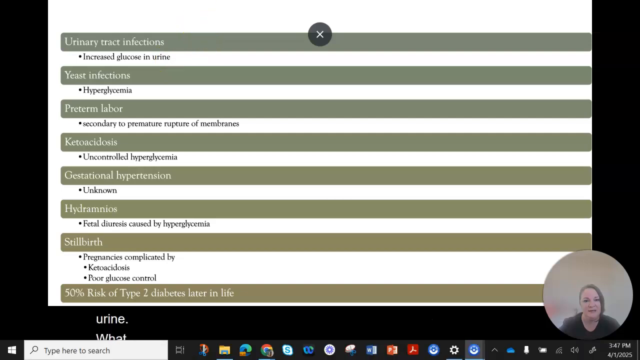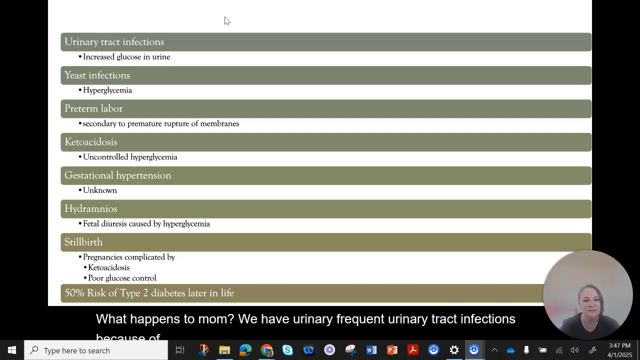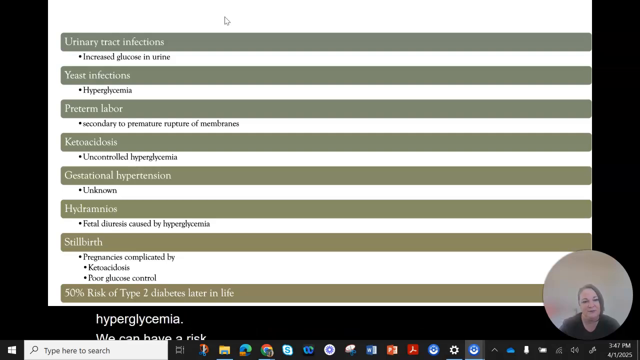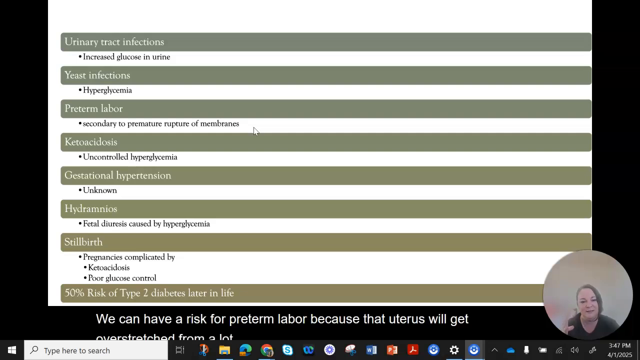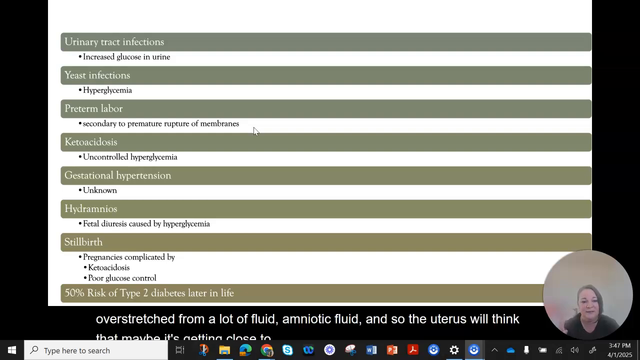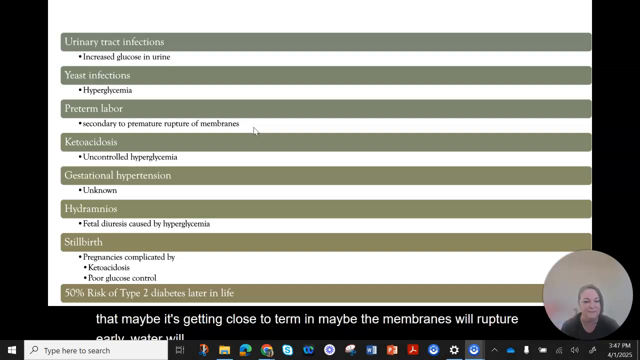What happens to mom? We have frequent urinary tract infections because of the increased glucose in the urine, yeast infections related to the hyperglycemia. We can have a risk for preterm labor because that uterus will get overstretched from a lot of fluid, amniotic fluid, and so the uterus will think that maybe it's getting close to term, and maybe the membranes will rupture early, water will break early.